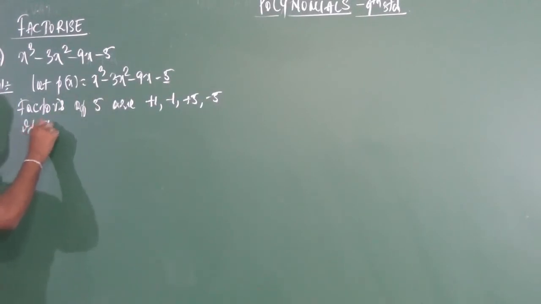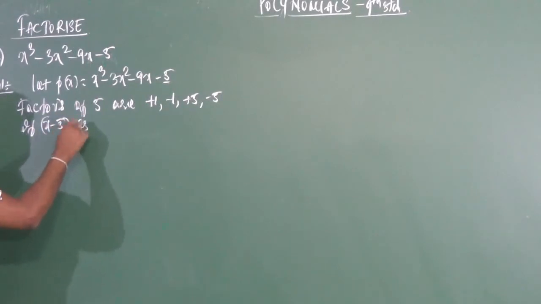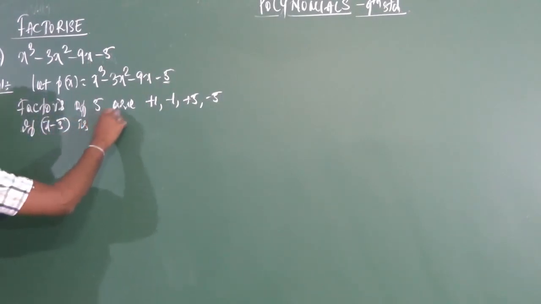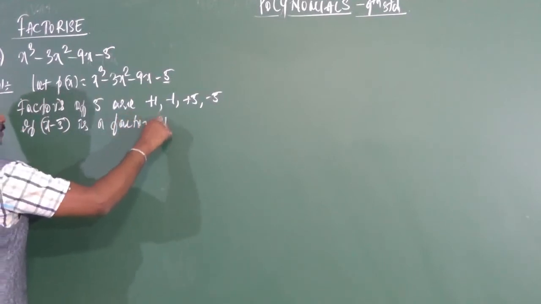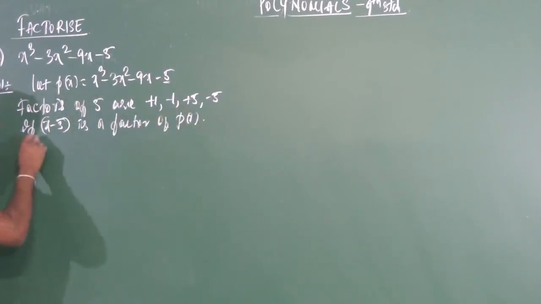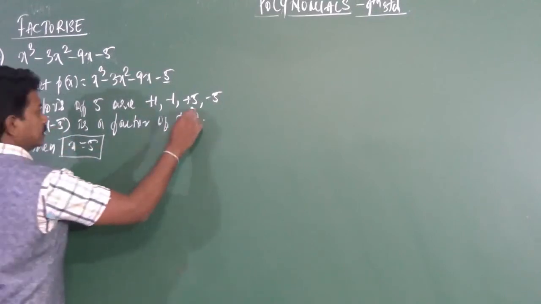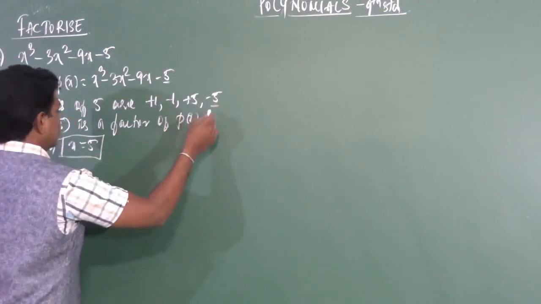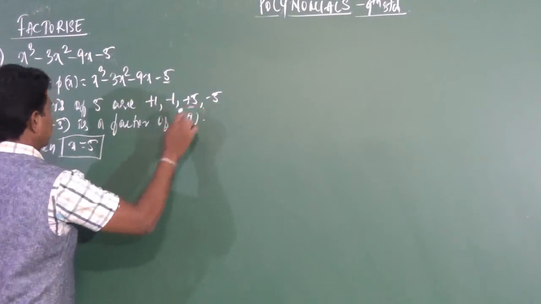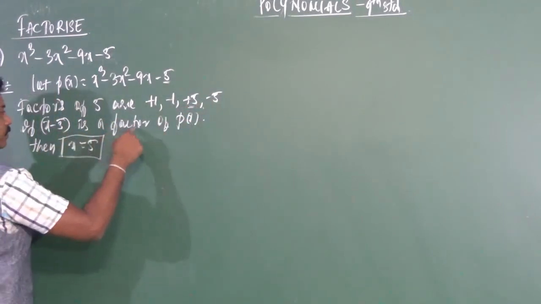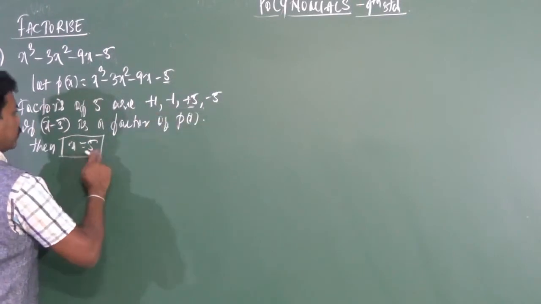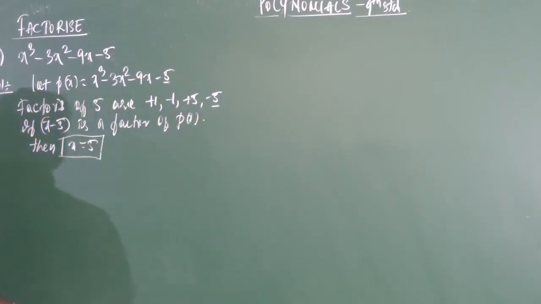So if x minus 5 is a factor of P of x, then x is equal to 5, we can get 5, that is x minus 5. I have taken this one, right? So x minus 5 is equal to 0, I have equated, so then it becomes x is equal to 5. So we will check whether it gives 0 or not.